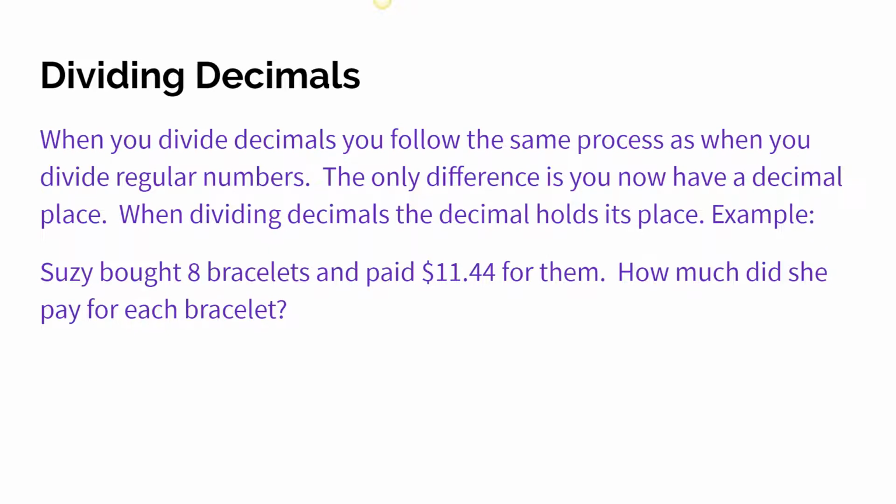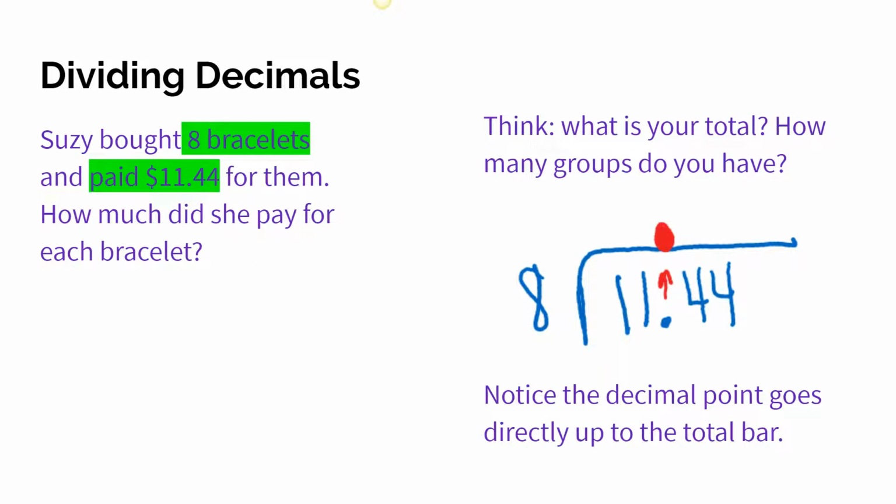In this problem, Susie bought 8 bracelets and she paid $11.44 for them. How much did she pay for each bracelet? So let's think about what's my total. Well, $11.44. That's what she paid. What did she buy, or how many groups? She bought 8. So if you look at the $11.44 and see in the red where the arrow shows that you just move that decimal point right to your total bar. It holds its place.